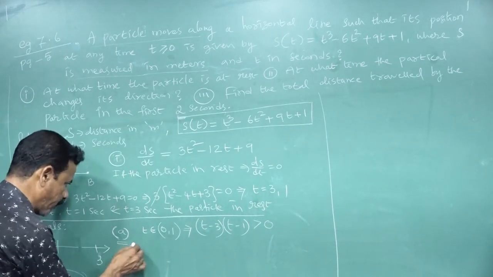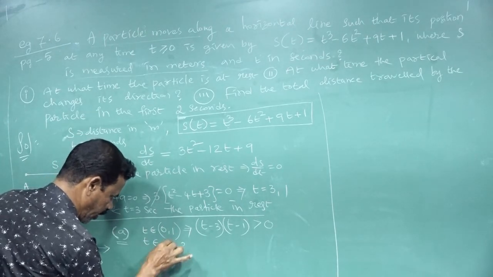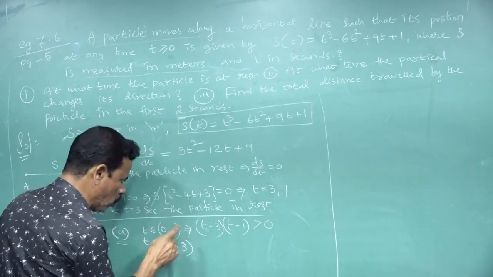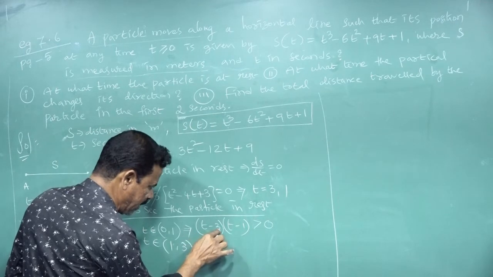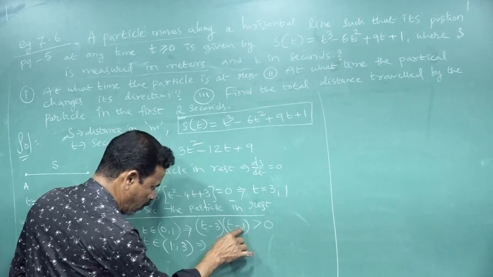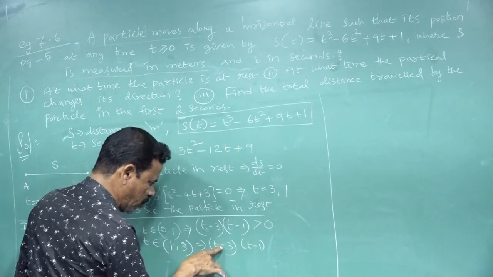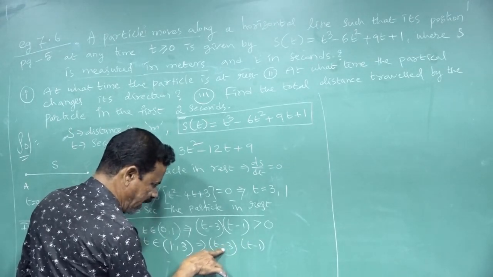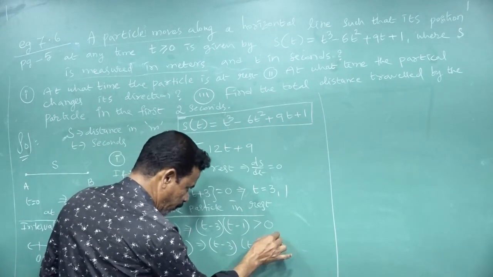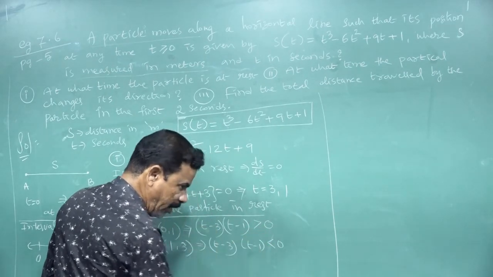Next, if T belongs to 1 to 3, check. For 1 to 3, consider 2 here. T minus 3, that is 2 minus 3, negative; 2 minus 1, positive. So T minus 3 into T minus 1, consider T is equal to 2: 2 minus 3 negative, 2 minus 1 positive. Here positive, here negative, so less than 0. So the direction will be changed.